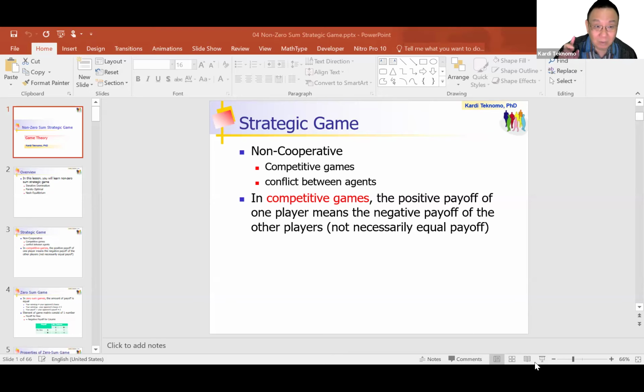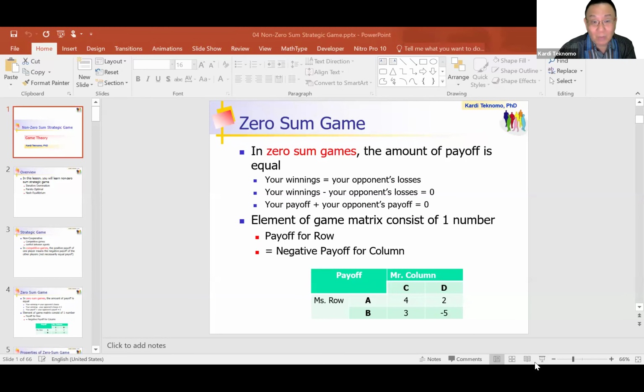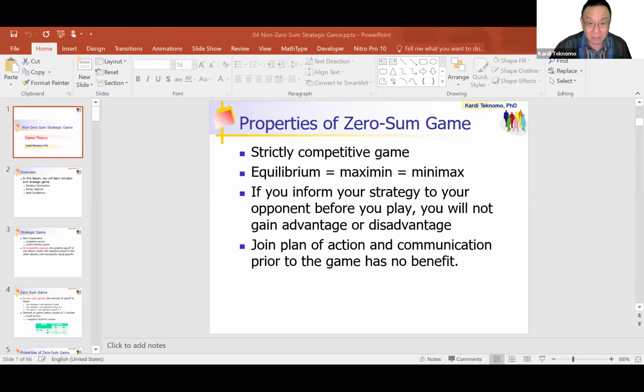Okay? So a non-cooperative game can be competitive, so there is a conflict between agents. The positive payoff of one player can mean negative payoff of the other player, but not necessarily equal payoff. So the zero-sum game a while ago is also a competitive game. Right? If you see this in a zero-sum game, you have only one number. That means the payoff of row is the same as the negative payoff for the column. Okay. Now this is the one that we just discussed a while ago.